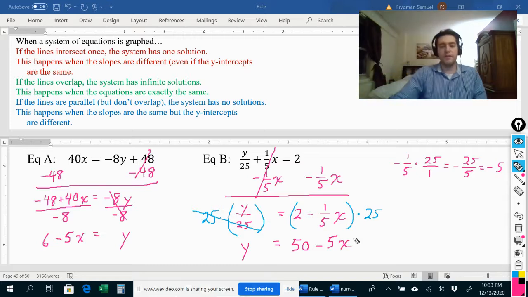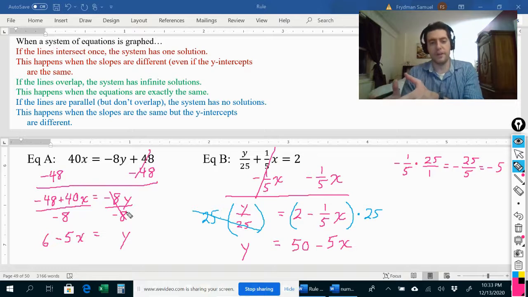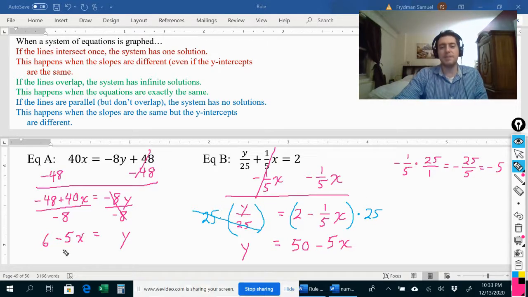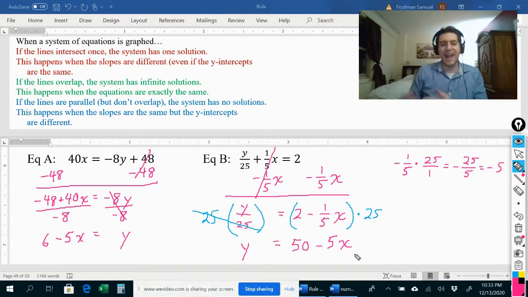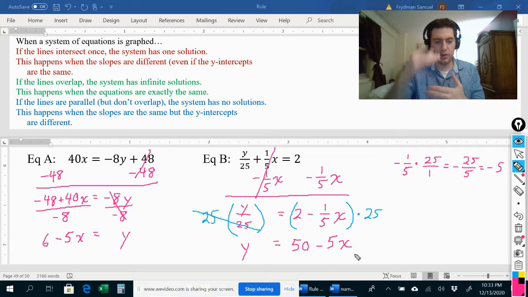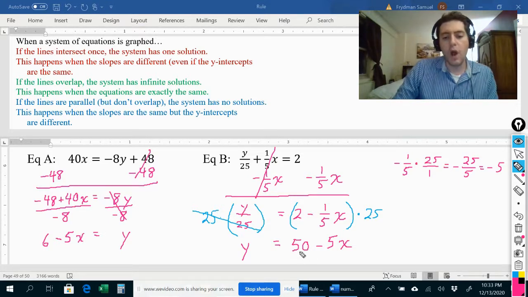Okay, so what do I have here now? I can see that the slopes for both of these equations, if I were to graph them, would be the same. So the steepnesses of those lines would be the same. They would both be negative, so they would both be pointing down, but they would be exactly as steep. Each line would be exactly as steep as the other, but the y-intercepts here are different.